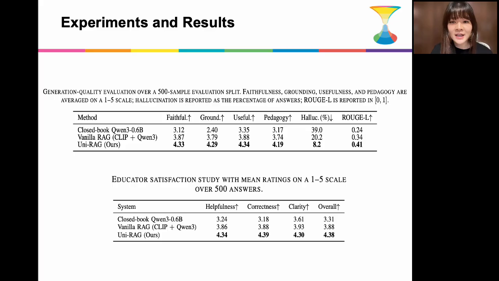More importantly, the hallucination rate is reduced to 8.2%, compared with 20.2% for vanilla RAG and 39% for closed-book Qwen 3. And the next table further shows that educators give Uni-RAG the highest overall satisfaction score, 4.38 out of 5.